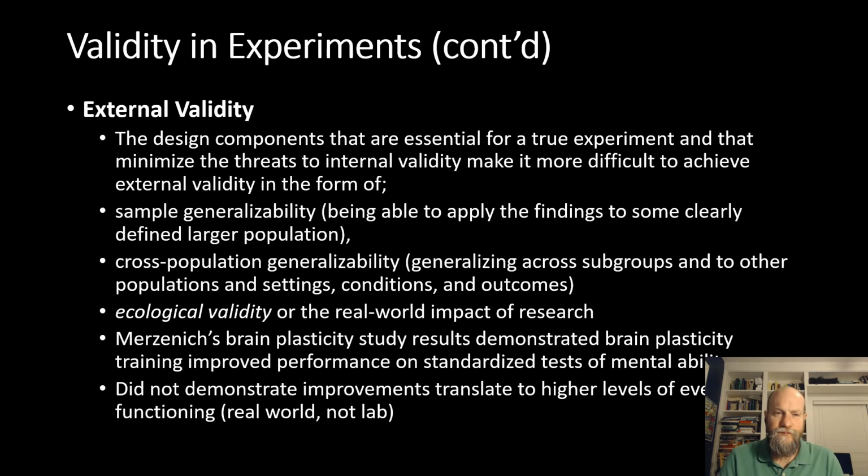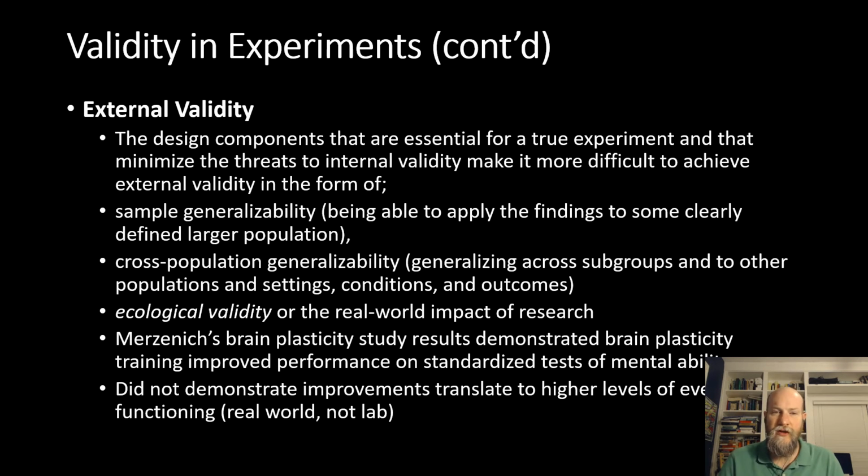So this can happen in a variety of ways. We can talk about sample generalizability. So, are we able to apply the findings to a clearly defined larger population? Do we have a representative sample? We talk about cross-population generalizability. So can I now look at these findings and how they relate to other types of subgroups, other populations, other settings, other conditions, other outcomes? These are aspects of external validity in any experiment.